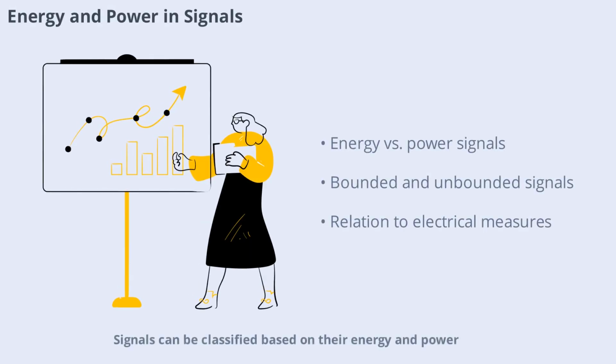Signals can be classified based on their energy and power. Energy signals have a finite total energy, while power signals have a finite average power over time. Some signals, like unstable ones, have unbounded energy or power and are not physically realizable. These concepts are closely related to familiar electrical measures like mean, standard deviation, and RMS value. Understanding energy and power helps engineers design efficient and stable systems.